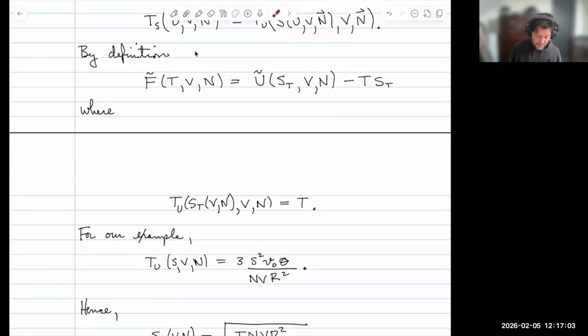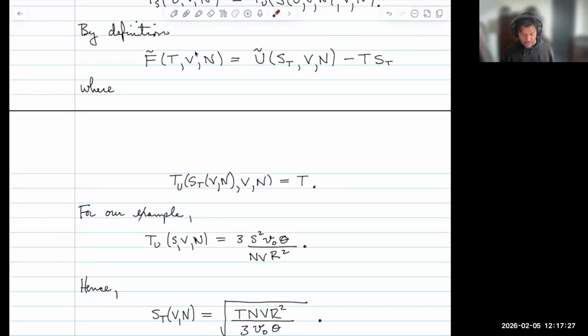We're trying to construct a new thing for this model called the Helmholtz free energy. Whether or not it's useful, I don't know. So let's fix V and N, and we're going to fix T, a value of the temperature in the range of the temperature function. If I fix a value of T in the range, I want to know, is it possible that I can invert this function? It turns out the answer is yes. I want to invert this function and find S as a function of T, V, and N.